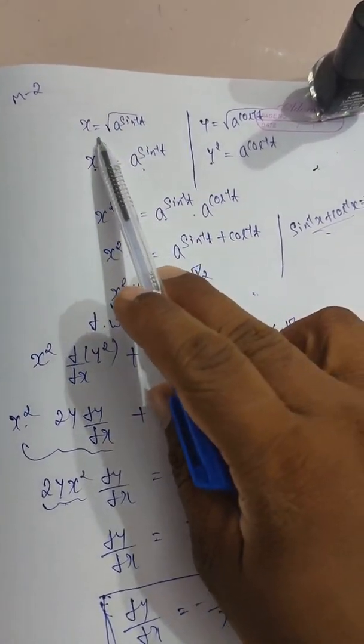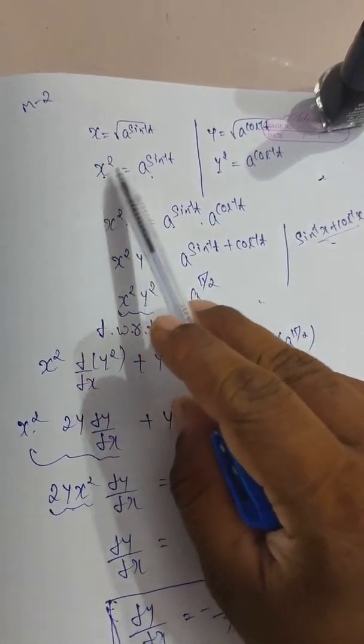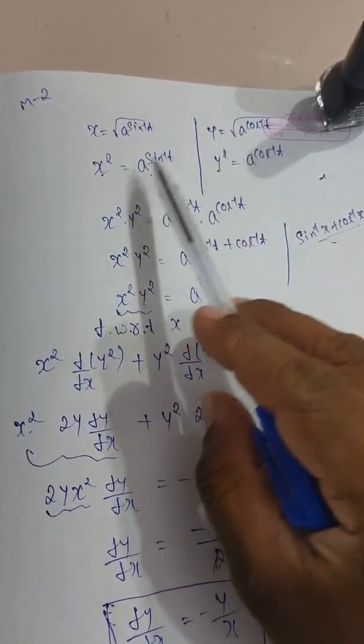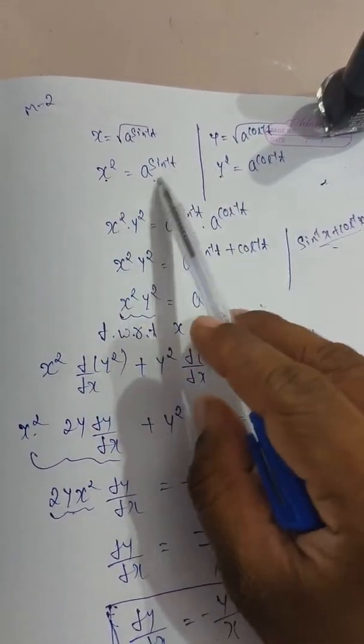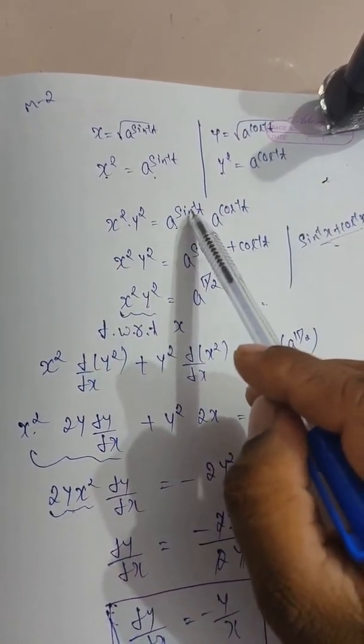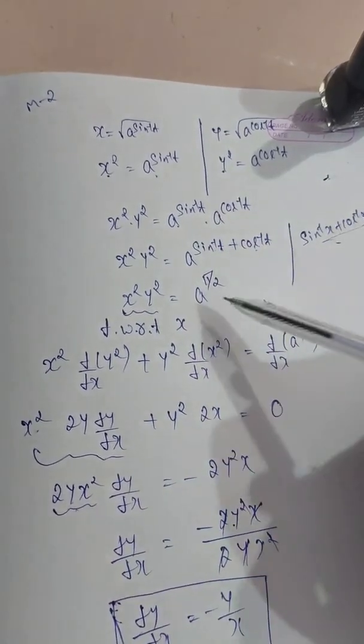So here this is the given problem. Take the root on the left hand side: x square is equal to a to the power of sin inverse t. Root on this side: y square is equal to a to the power of cos inverse t. Multiply left hand side with left hand side, right hand side with right hand side. Then x square y square is equal to a to the power of, you want to add the powers, sin inverse t plus cos inverse t. Sin inverse t plus cos inverse t is pi by 2.